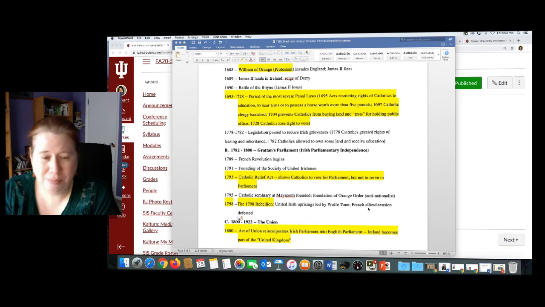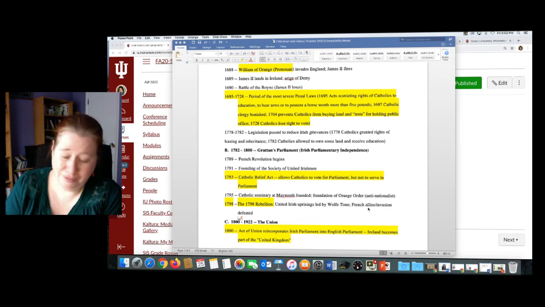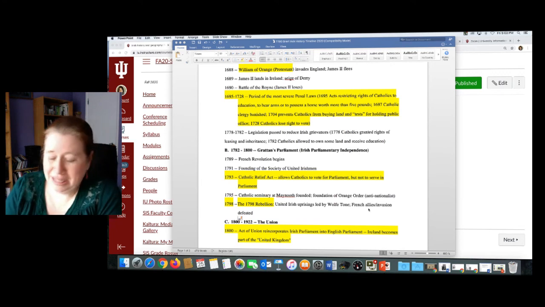So he ends up being killed, a martyr and a hero for Ireland. But that is kind of the end of the 1798 rebellion. And some of the things the 1798 rebellion was known for, that we will be looking into more this semester, is the horrible treatment on the side of the British.